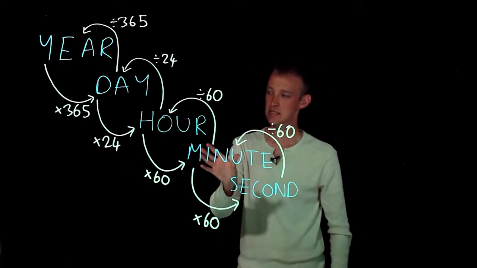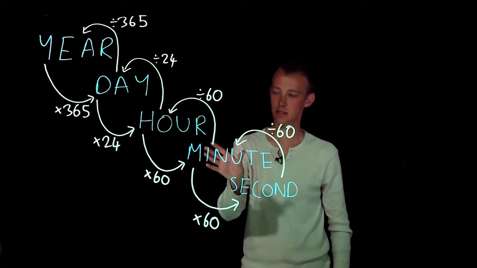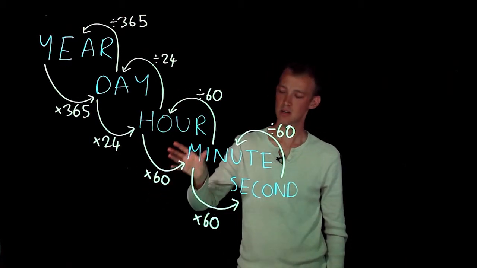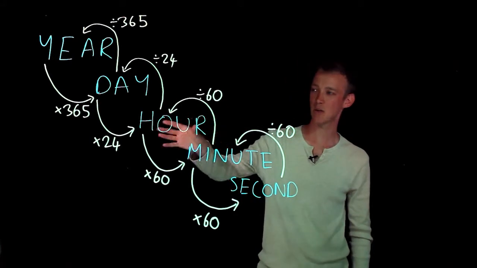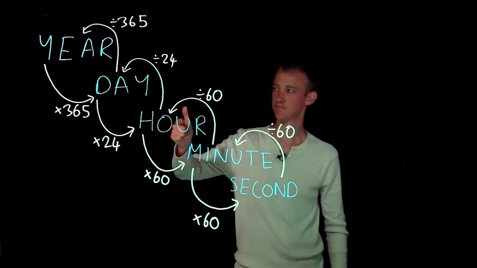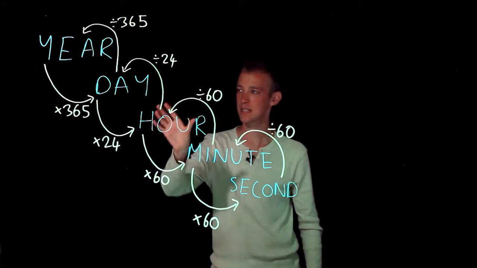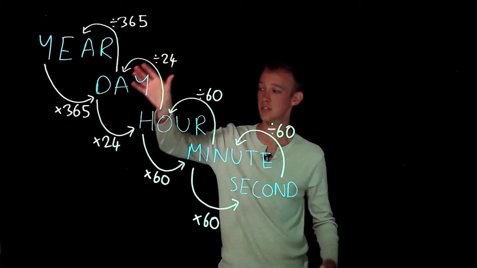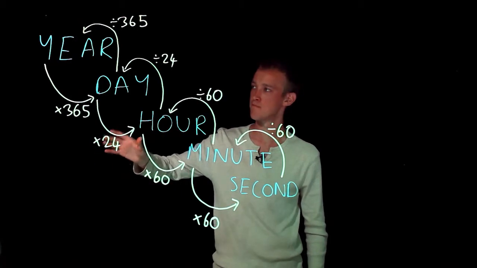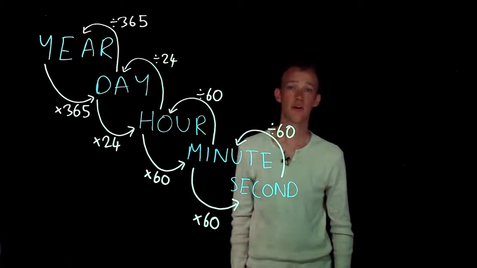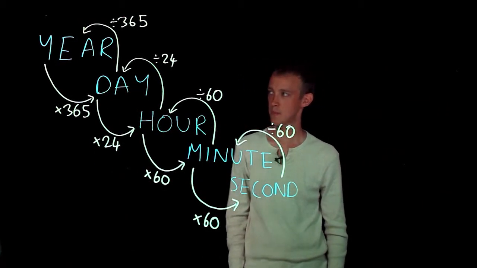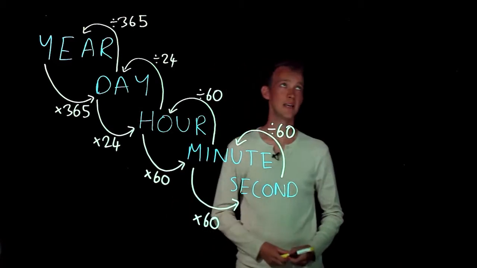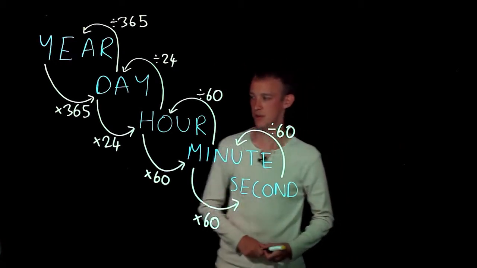In the same way, when I went from hours to minutes, I multiply by 60. If I go from minutes into hours, I need to divide by 60. Hours into days, dividing by 24, as it's the opposite, the inverse of multiplying by 24. And days into years, dividing by 365 for a year which is not a leap year. Let's go through a few examples.